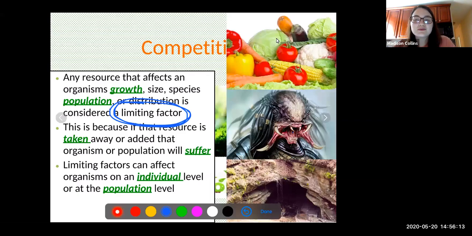Now, some examples of limiting factors are things like food, like this up here. If there's not enough food for an entire species to survive, that's going to keep the growth of that species in check. Not as many organisms are going to be able to survive if there's not enough food.